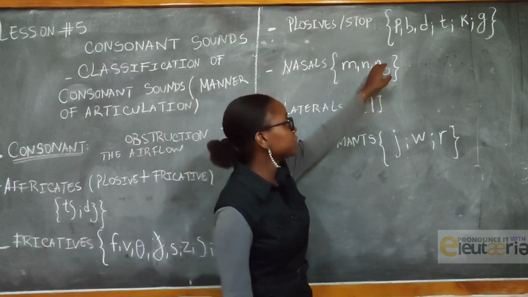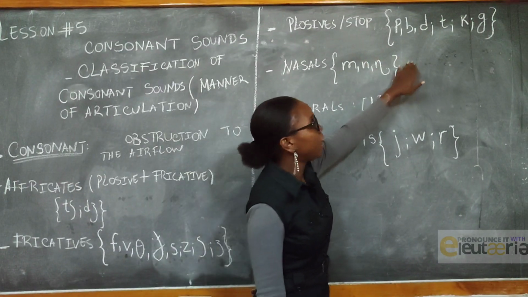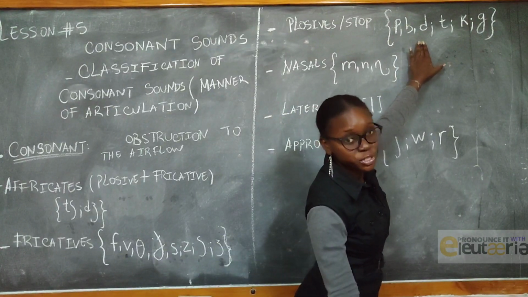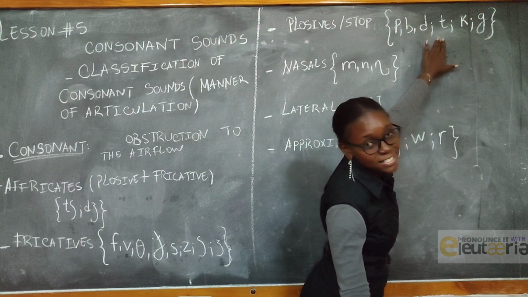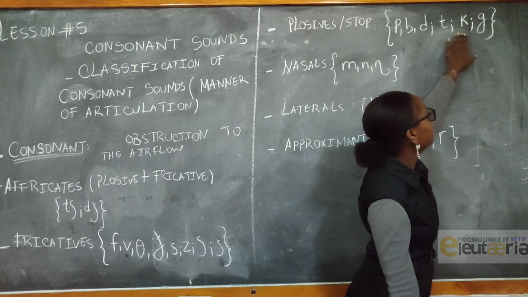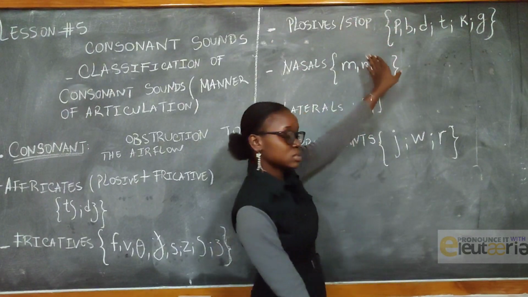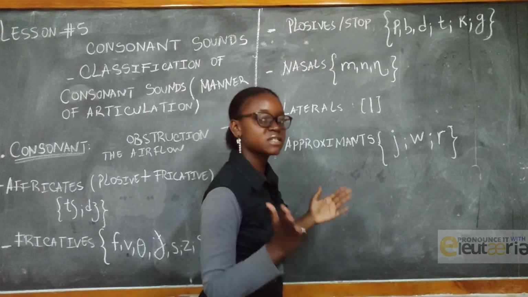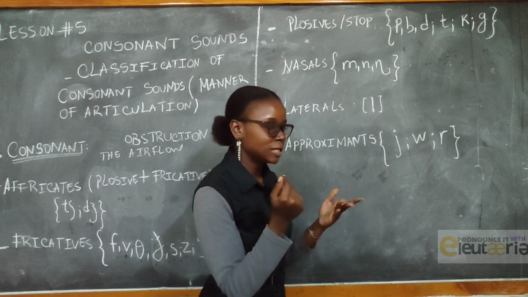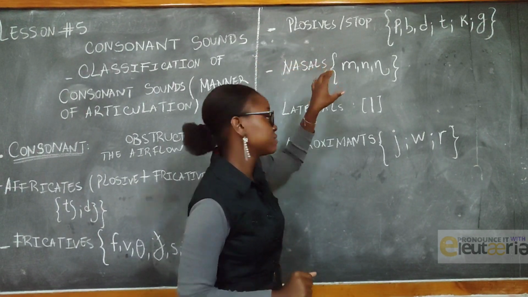So pa is the first that we find in our list here. Pa, potato. Ba, bed. Da, dream. Ta, time. K, car. G, girl. So these are the plosives. Remember, plosives block the airstream, but then release it abruptly. So that's what makes a sound plosive.